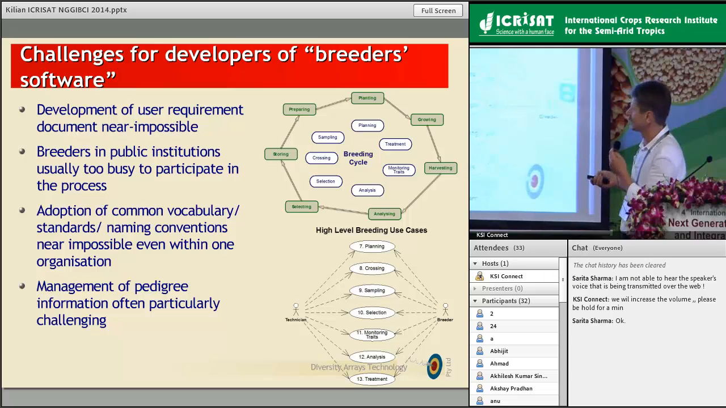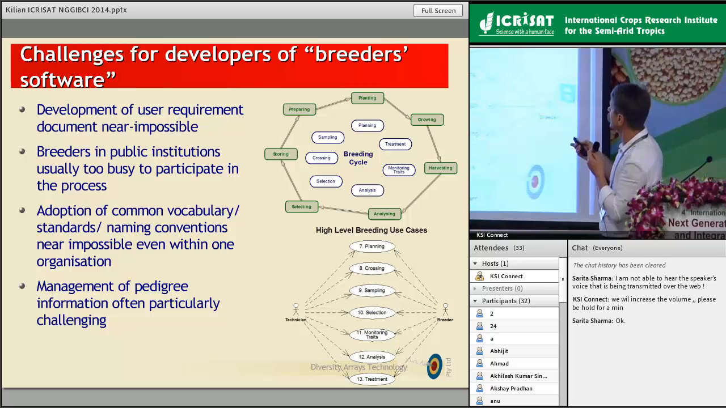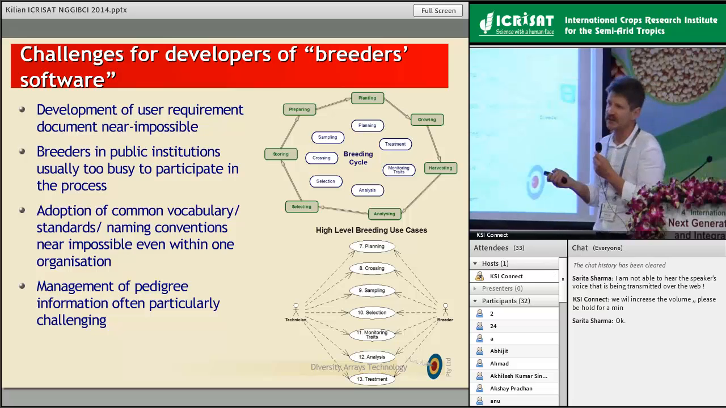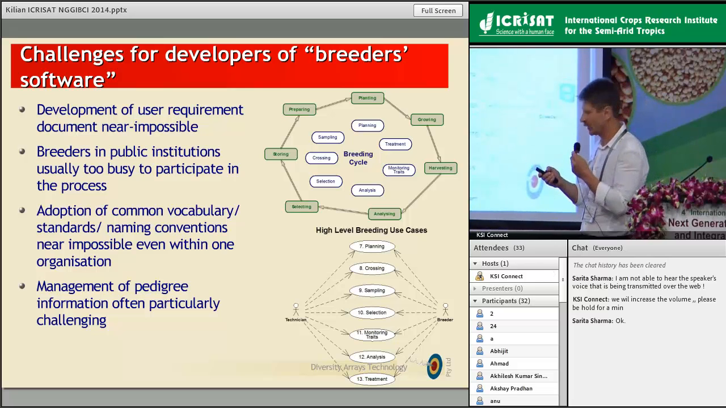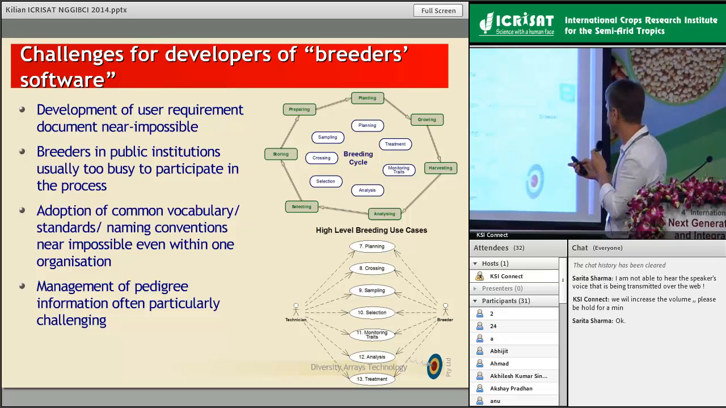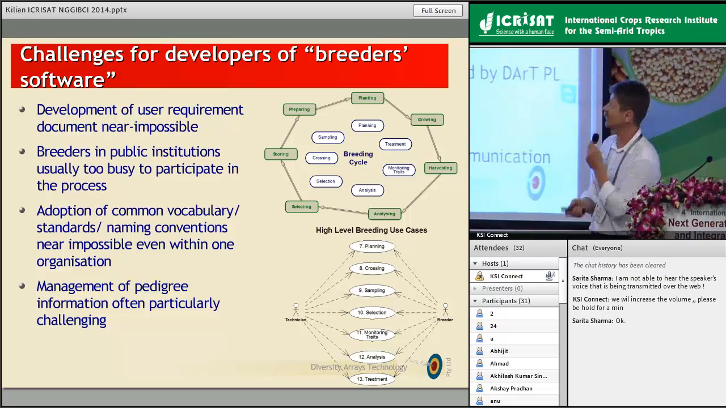And I think that the management of pedigree is particularly challenging, but we're working with some of our partners, starting from a very generic description of breeding cycles, understanding breeding use cases, and using these kinds of business analysis models in order to develop software solutions that are long-lasting and efficient. Let me go to the conclusion slides.